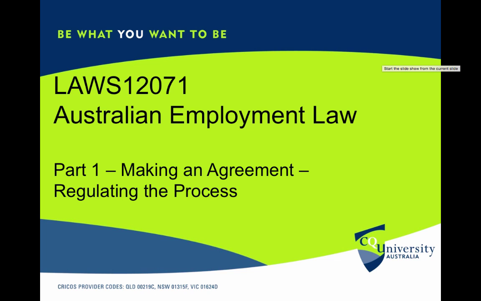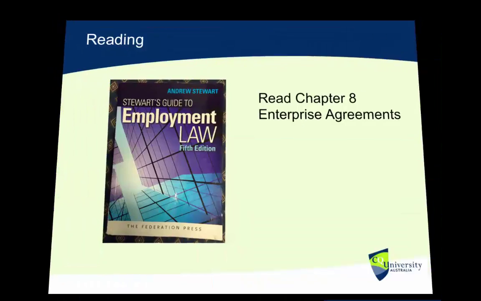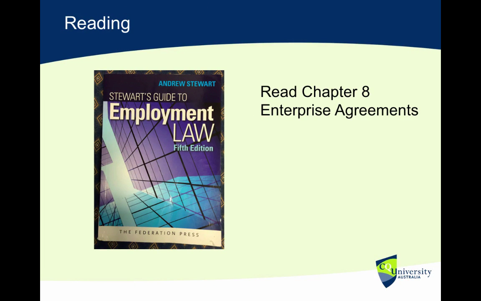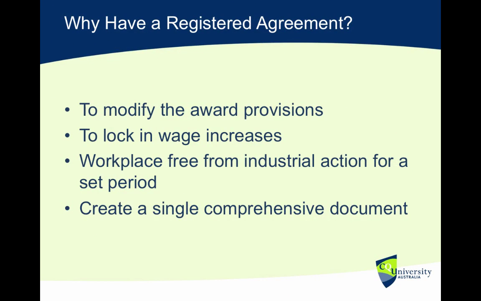Okay, well first and foremost we'll be looking at this week's reading in 2 parts just because Chapter 8 is quite extensive. So the first part, let's have a think about the process for making an agreement and some of the rules that regulate making the agreement. What's the involvement of the Fair Work Commission in the regulatory process? The reading is Chapter 8, Enterprise Agreements.